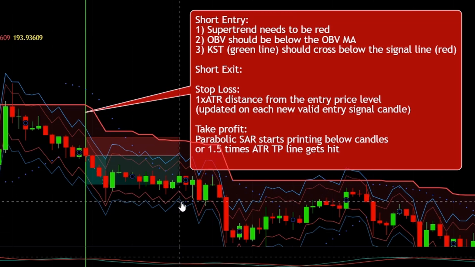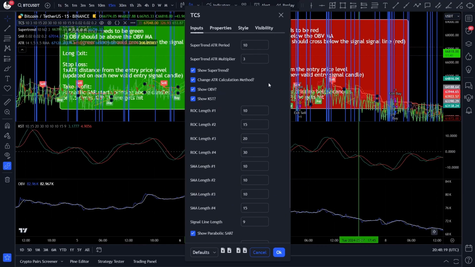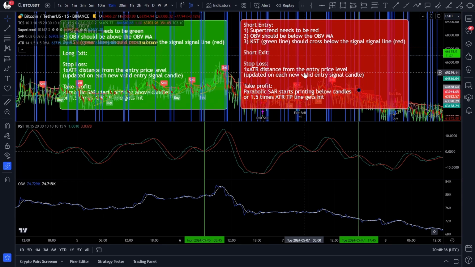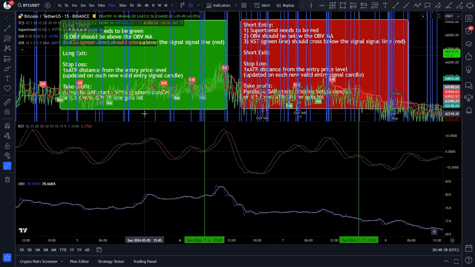Now let's see what each model gave me. Here you can see the first working version which GPT-3.5 gave me. Let's see how accurately it works. Previously I showed you a valid long and short entry signal. Let's see if it captured those.